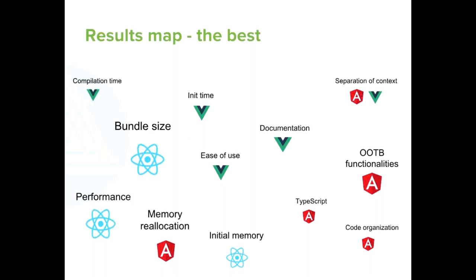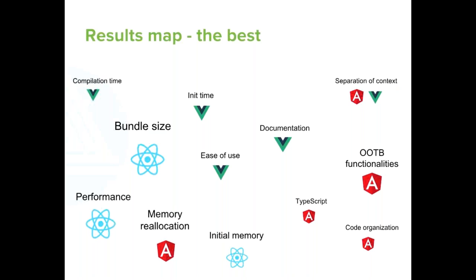So now to sum up everything, I created a results map where I would just throw all of the different aspects of writing in these frameworks. First of all, the bigger the size of the given property, the more important it is. And also, the properties that are more to the left are the more objective properties, and more to the right, they're more subjective. So for example, separation of context was just my personal preference, so that's why it's on the right. But compilation time is something that you can really measure and statistically show how much it takes. So that's how you can see the map.